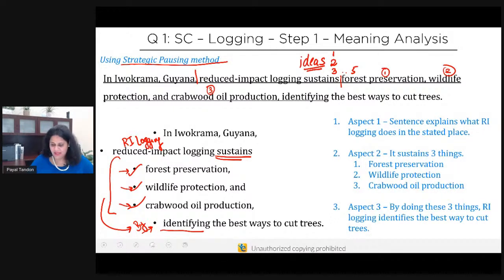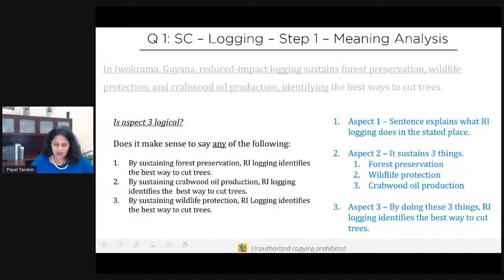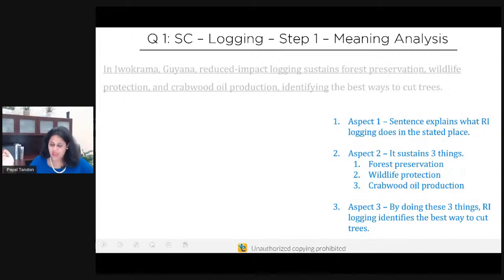And by doing these three things, by sustaining these three things, RI logging identifies the best way to cut trees. Okay, so that's the meaning that I got from this sentence. Now, what I want you to understand is aspect 3: logical? So after I read the sentence, I not only understand what the sentence is telling me, I'm also questioning, does this make sense? Does this make sense? That's very, very important.